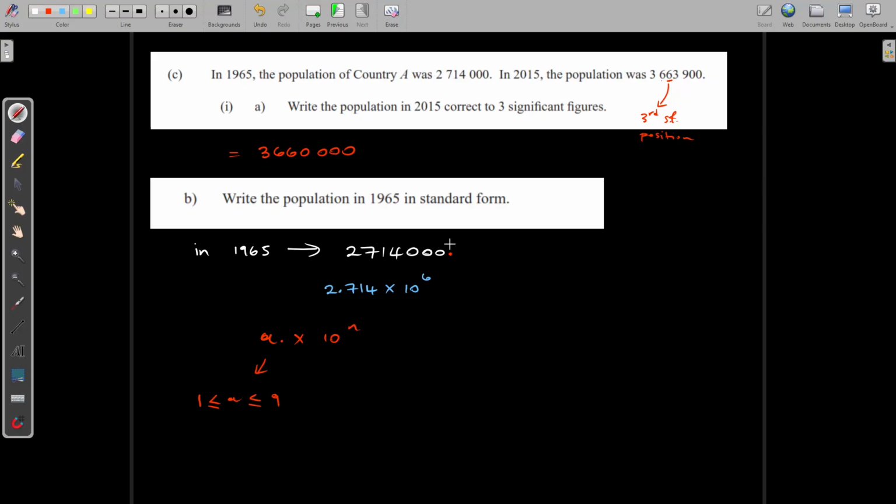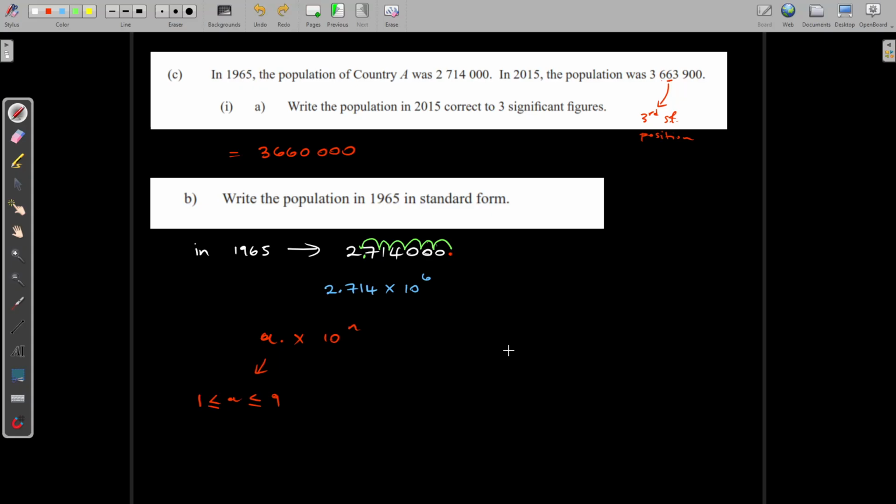So to get the value of n here, we count off the positions. So 1 space, 2 space, 3, 4, 5, 6. So we move 6 spaces to get the decimal point here. So that's why we have 10 to the 6. And it's a positive 6 because we're going from a bigger number to a smaller number.